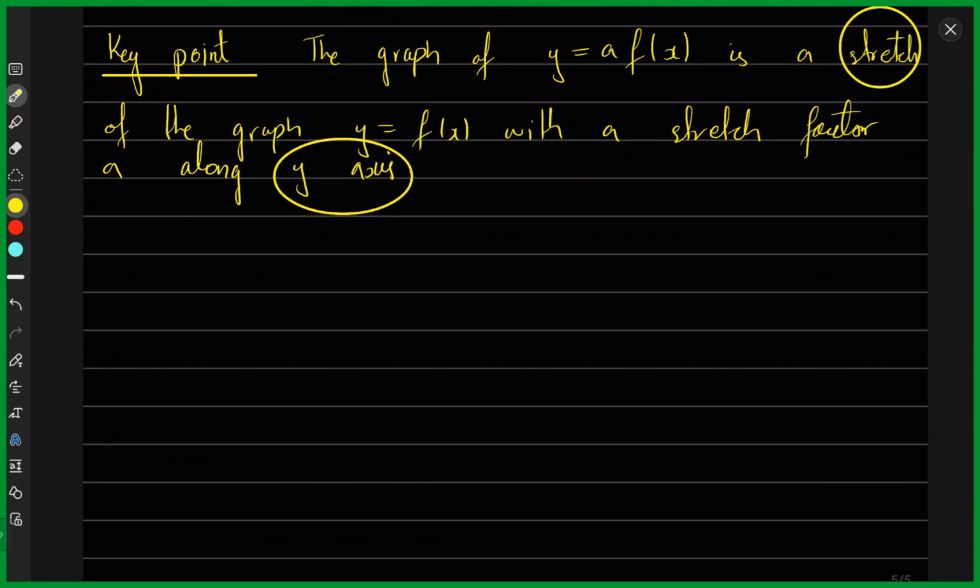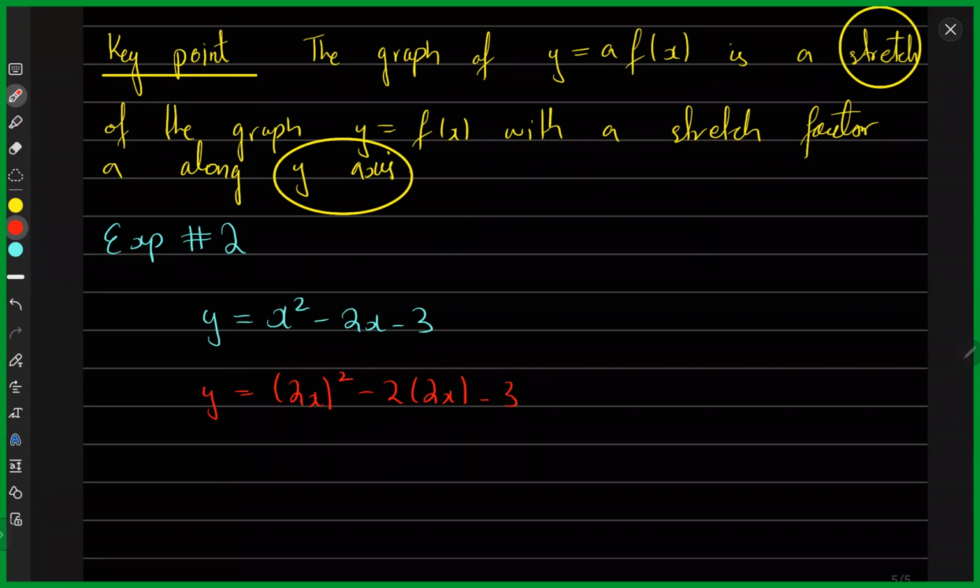This one would make some sense, but you'll see something in a bit. All right. Now let's talk about example 2. So we have two equations. The first one is y equals x squared minus 2x minus 3. And the other one is y equals (2x) squared minus 2 into 2x minus 3. Now one might say that both of these equations are quadratic, and you guys know how to plot or sketch a quadratic equation.